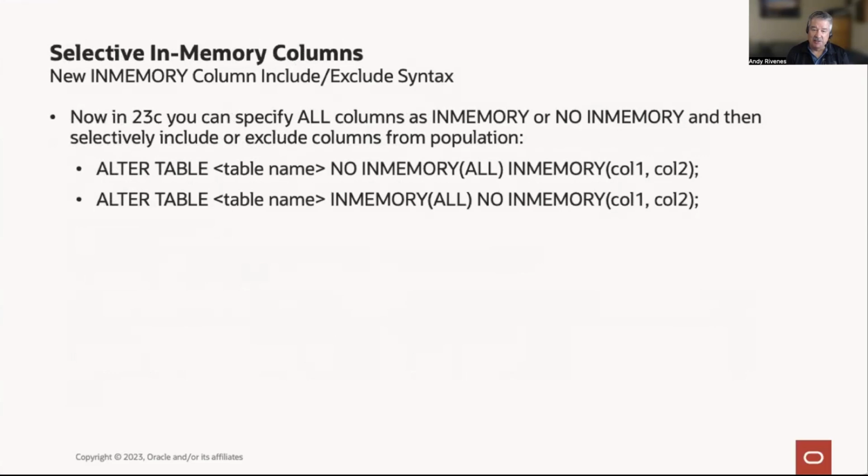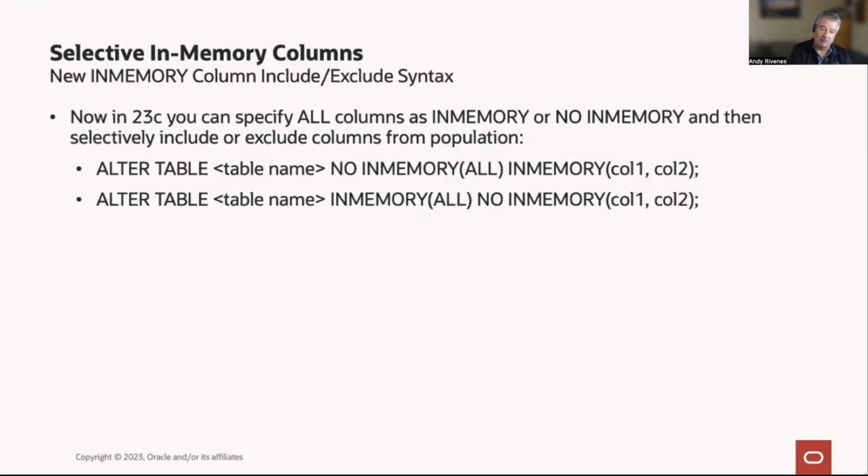What's interesting about this is that in order to reduce the amount of space you need, you can exclude columns from the column store. But in the past, you always had to say alter table in memory, and it was always an exclusion. So you had to list all of the columns that you wanted to exclude from population if those columns weren't being used for analytic queries and you didn't want to use up the space to have those in the column store. Now you can actually say alter table in memory all, and no in memory just the columns, if there's a small number of columns.